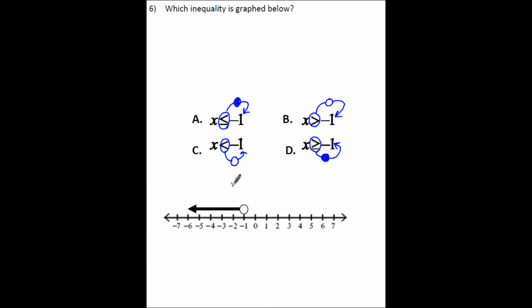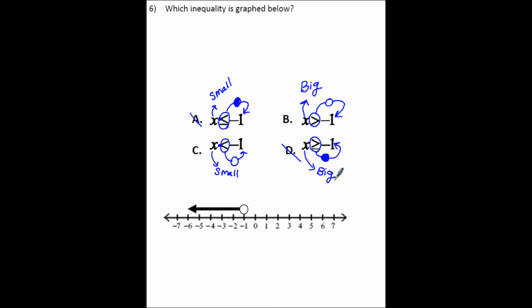So we have an open circle, and we see that A and D have the wrong kind of symbol for an open circle. So C and B are still in the running. Now we see that A is telling me that x is smaller than -1. Here B is telling me that x is bigger than -1. In C, we are being told that x is smaller than -1. And in D, we're being told that x is bigger than -1.